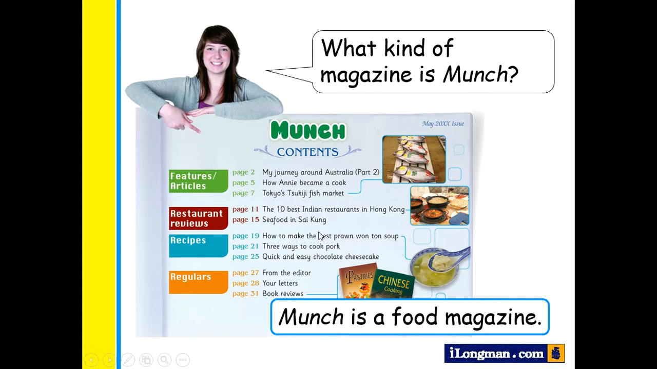This magazine has three sections. So we've got features and articles, which means some special essays that the editors write for the magazine. We've got restaurant reviews, which are articles that people write to give opinions of restaurants, like whether the food is good, whether they're expensive, etc. The section of recipes are instructions or steps on how to cook dishes. And finally, the regulars is a section that can be found in every issue of this magazine.